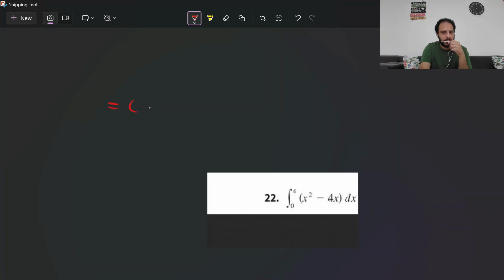So what's the result of the integration? X to the power 3 over 3, yes. Minus 4x squared over 2, which is 2x squared, right? Then from 0 to 4, then you remember the second part of the fundamental theorem, right? Yes. Substitute them and then subtract them.